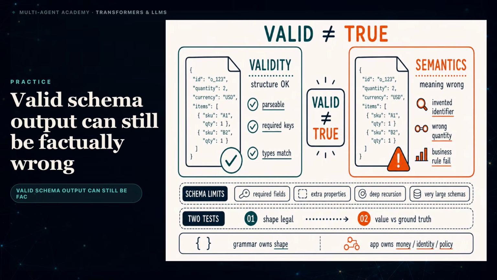Schema design also has practical limits. Very large schemas, deep recursion, and unsupported combinations of rules may exceed what a provider or grammar engine accepts. Use the smallest schema that expresses the interface your software truly needs. Then verify identifiers, quantities, permissions, and policy decisions against authoritative data outside the language model.